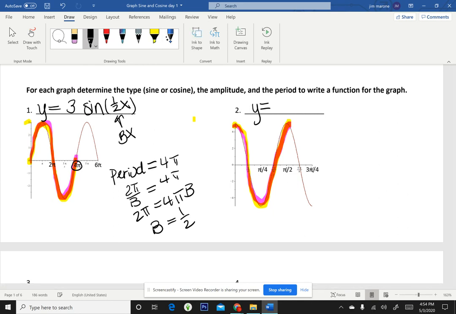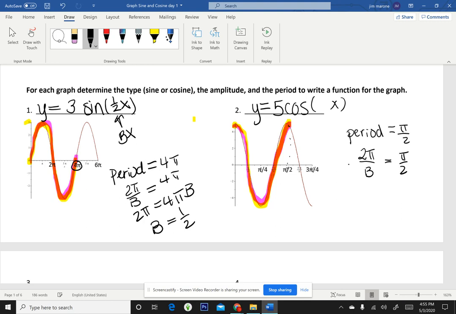The amplitude is the height, so it looks like the height is 5. It's the cosine graph, and we're going to figure out what b is because that's the coefficient of x. Again, the period is pi over 2. It's however long it takes for one full cycle. So 2 pi over b is equal to pi over 2.